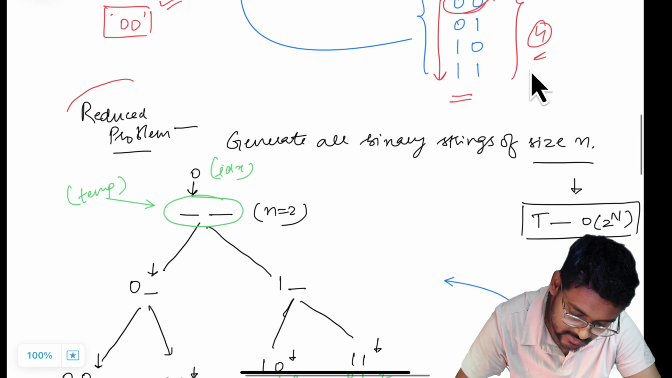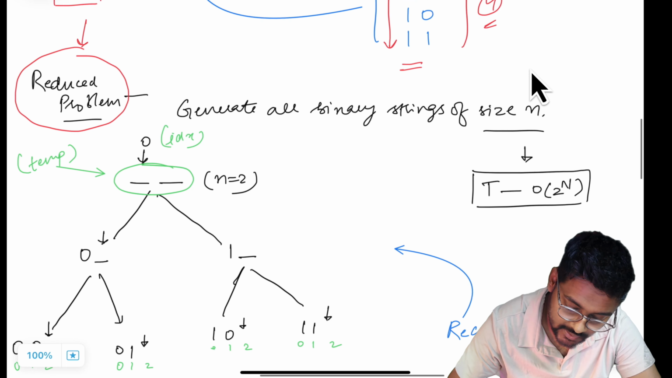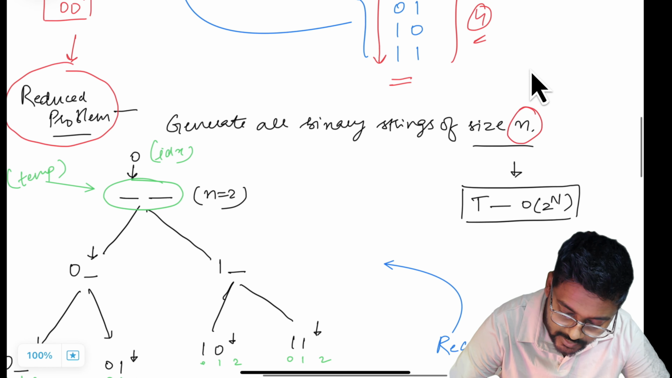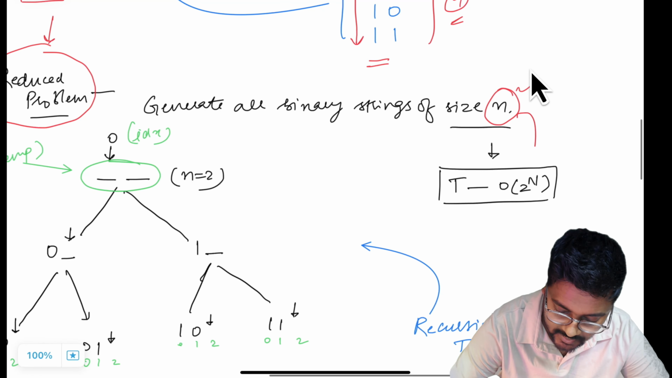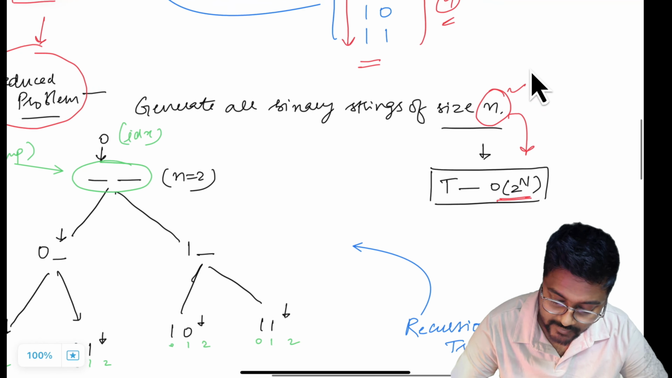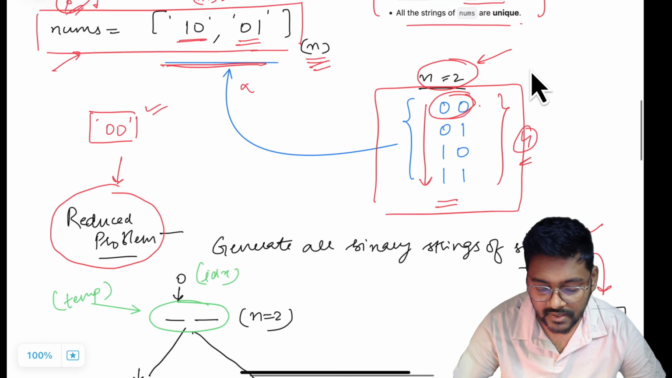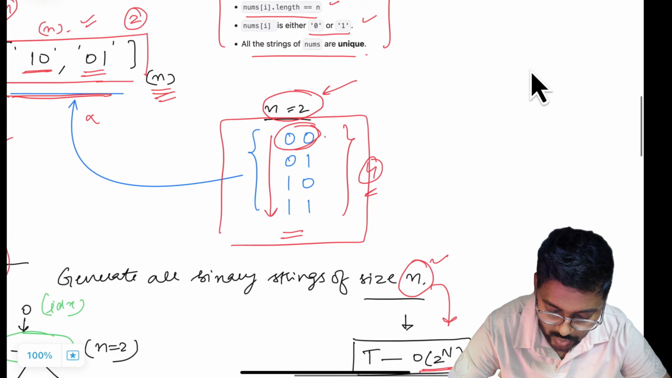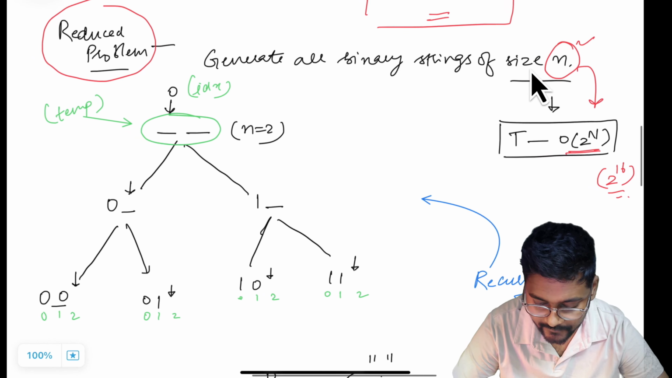Now, if we see what this problem has reduced to: if we generate all the binary strings of size n, and we already know the value of n, the total binary strings will be 2 to the power n in number. From those binary strings, let's say these 4 are generated, we can easily check which binary string is not present in nums, and then we can easily return that. The value of n will go up to 16, so in total we can have 2 to the power 16 binary strings.